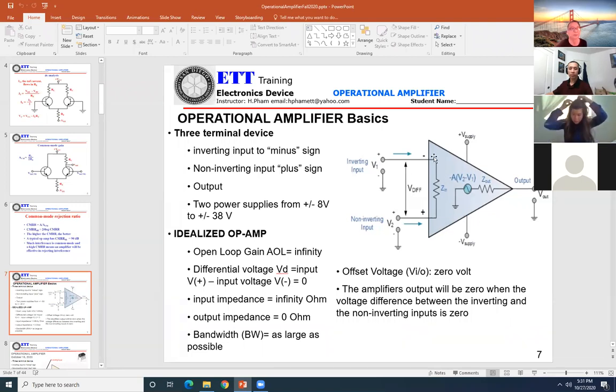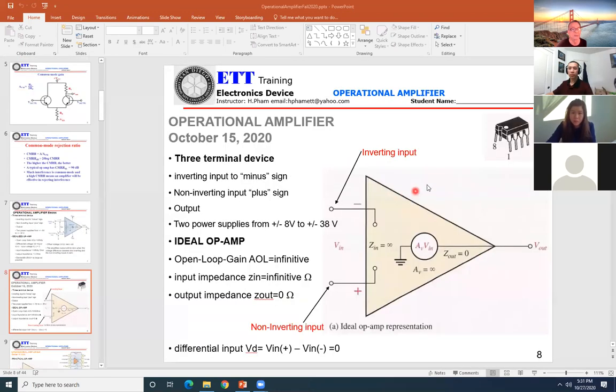You get a big resistance at the input here. So that's why I'm telling you the current cannot go into the op-amp. And you get the output resistance that is supposed to be 0, so you can get the maximum current. And you can see this IC op-amp 741 has only 8 pins: 1, 2, 3, 4, 5, 6, and that will be number 8.